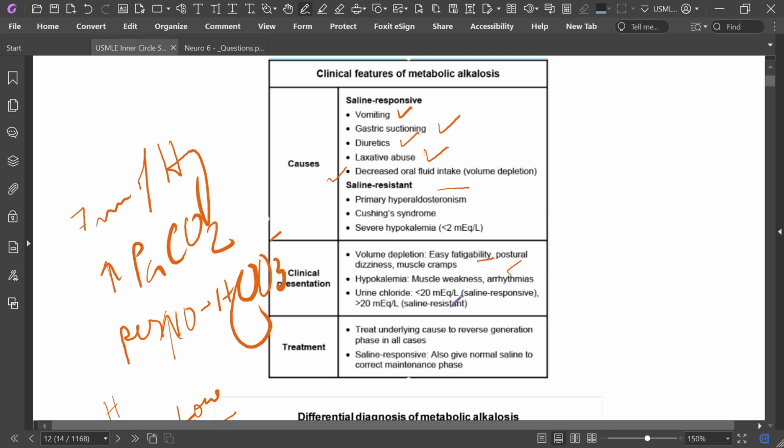Saline response: urine chloride less than 20 is low, go slow, so saline responsive. High, not go with the flow, so saline unresponsive. Treatment: treat the underlying cause to reverse the generation phase. In all cases, saline unresponsive, also give normal saline to correct the maintenance phase. Okay, now time for questions.